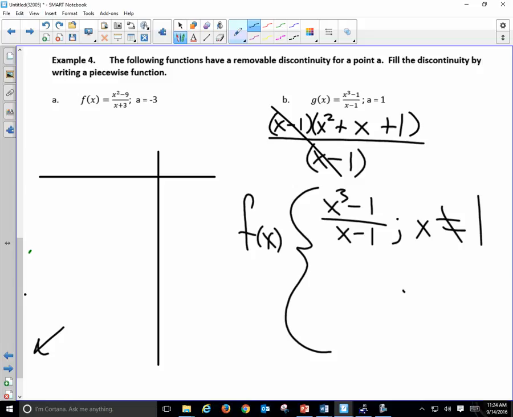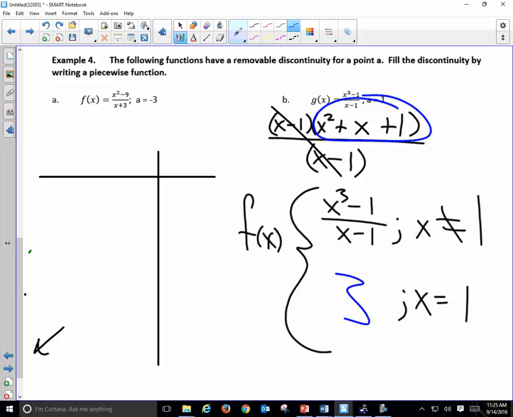But if x is equal to 1, what output would fill the hole, fill the discontinuity? 3. How'd you get 3, Maddie? Plug in 1 into what it wants to be. Exactly.